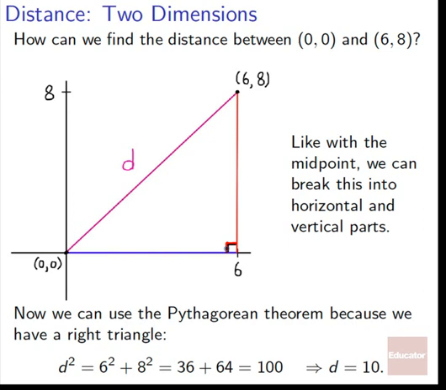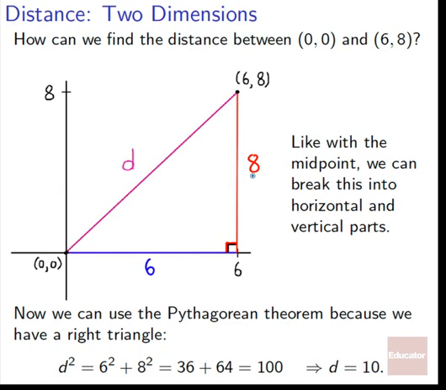So when we did midpoint, we dropped down perpendiculars, we tossed out horizontals and perpendiculars, and we were able to get a right triangle going on, which allowed us to find middle locations for horizontal and vertical. Now it's allowing us to find horizontal lengths and vertical lengths. We break it into horizontal and vertical parts. So if we're at 6, 8 up here, then the distance that we traveled horizontally is 6. The distance that we traveled vertically is 8. Remember, 6 because that's the horizontal portion, 8 because that's the vertical portion.